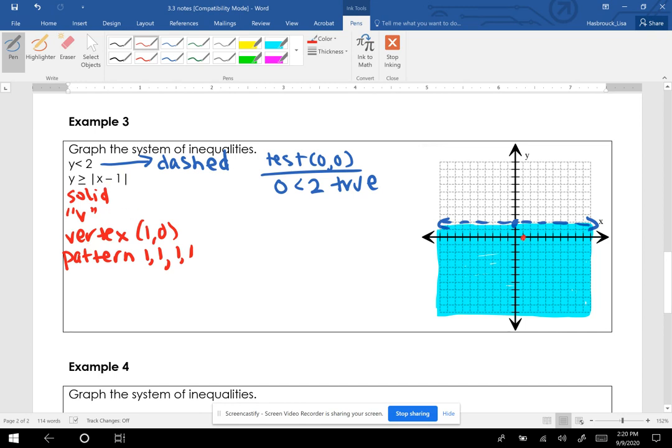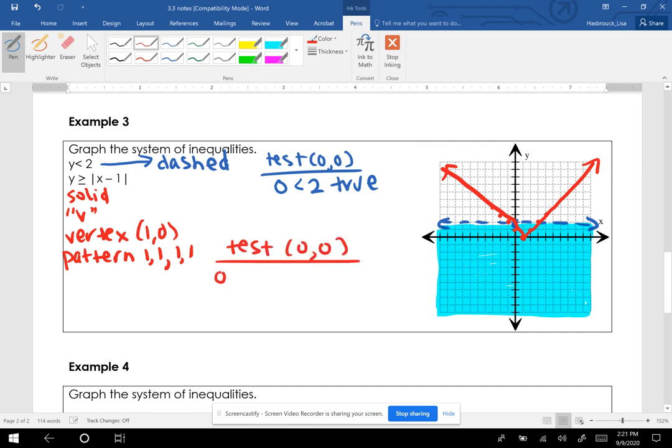So I go to 1, 0, put a dot. My pattern's 1, 1, 1, 1, so I go up 1, right 1. I continue that pattern. I can also go up 1, left 1. This is a solid line, so solid on both ends with arrows. And then we need to test a point. We can still test 0, 0 for this one.